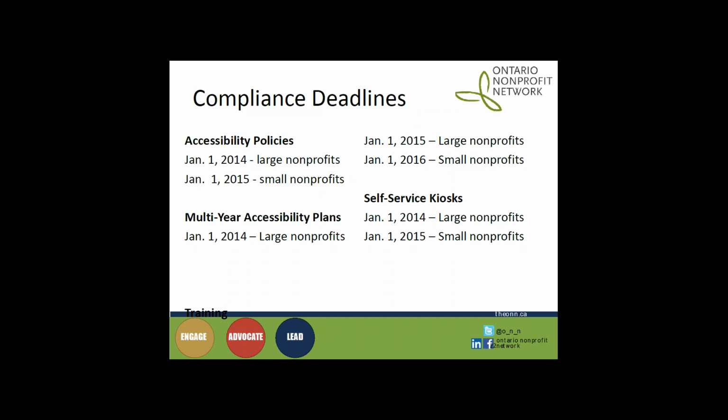So January 1st, 2015 was the deadline for organizations to train their staff and volunteers if they were a large organization. Small organizations had until January 1st, 2016 to train their staff and volunteers on the IASR.